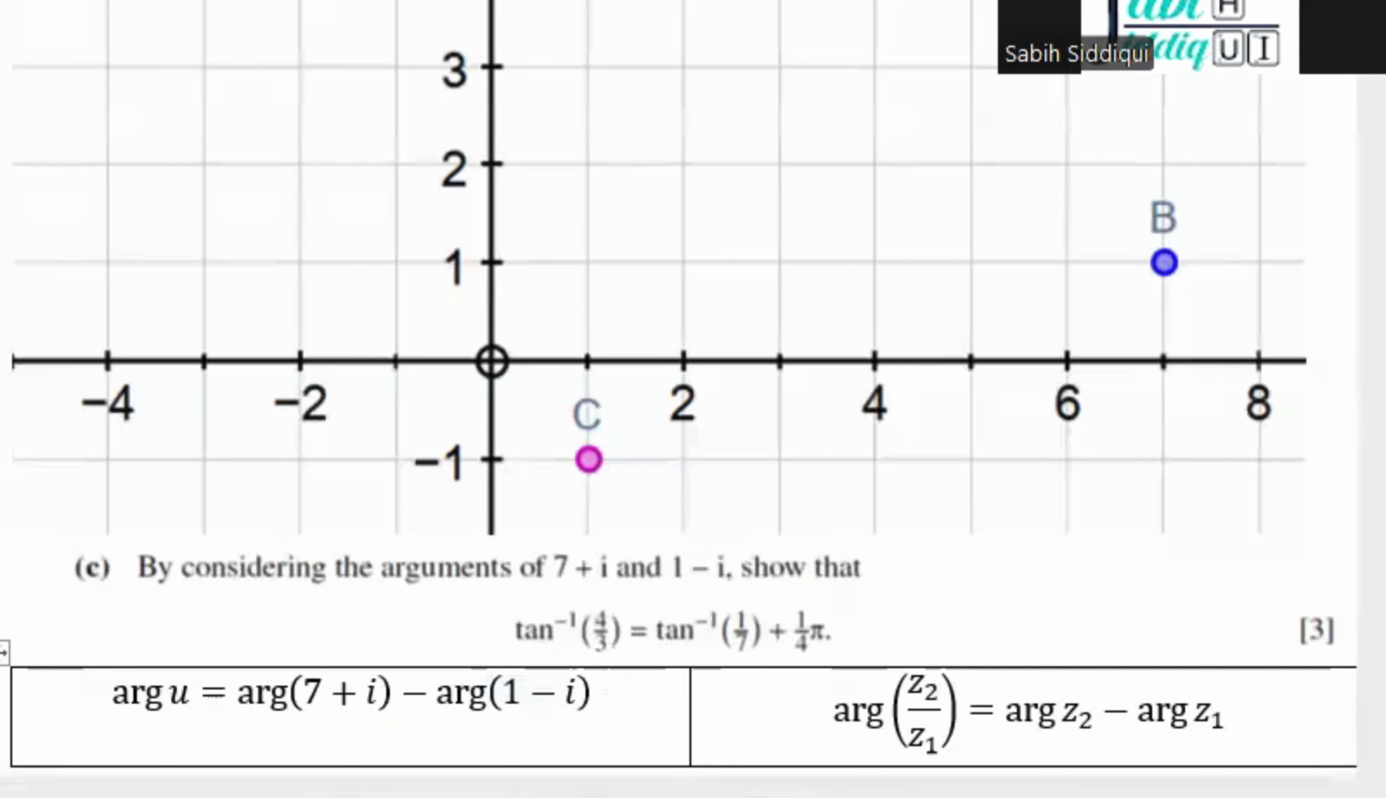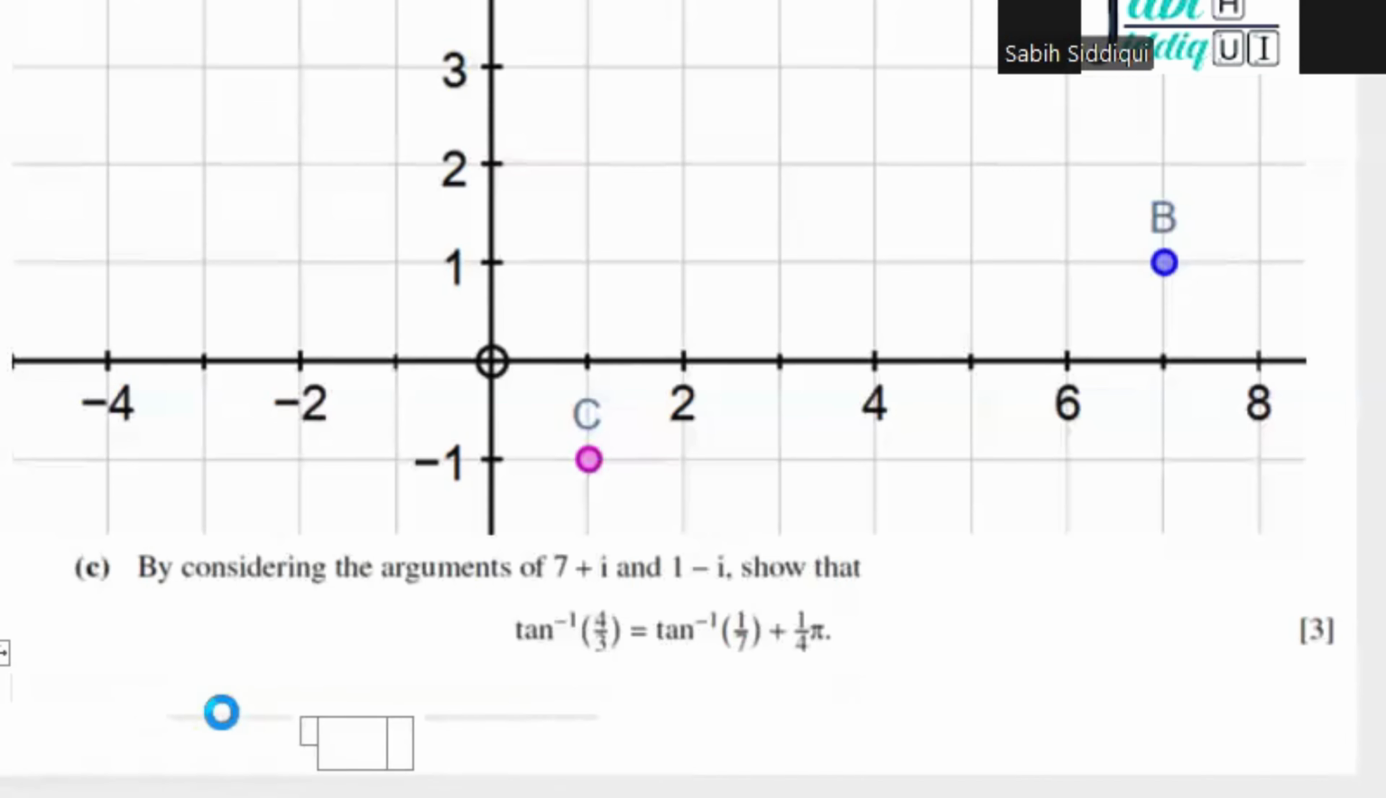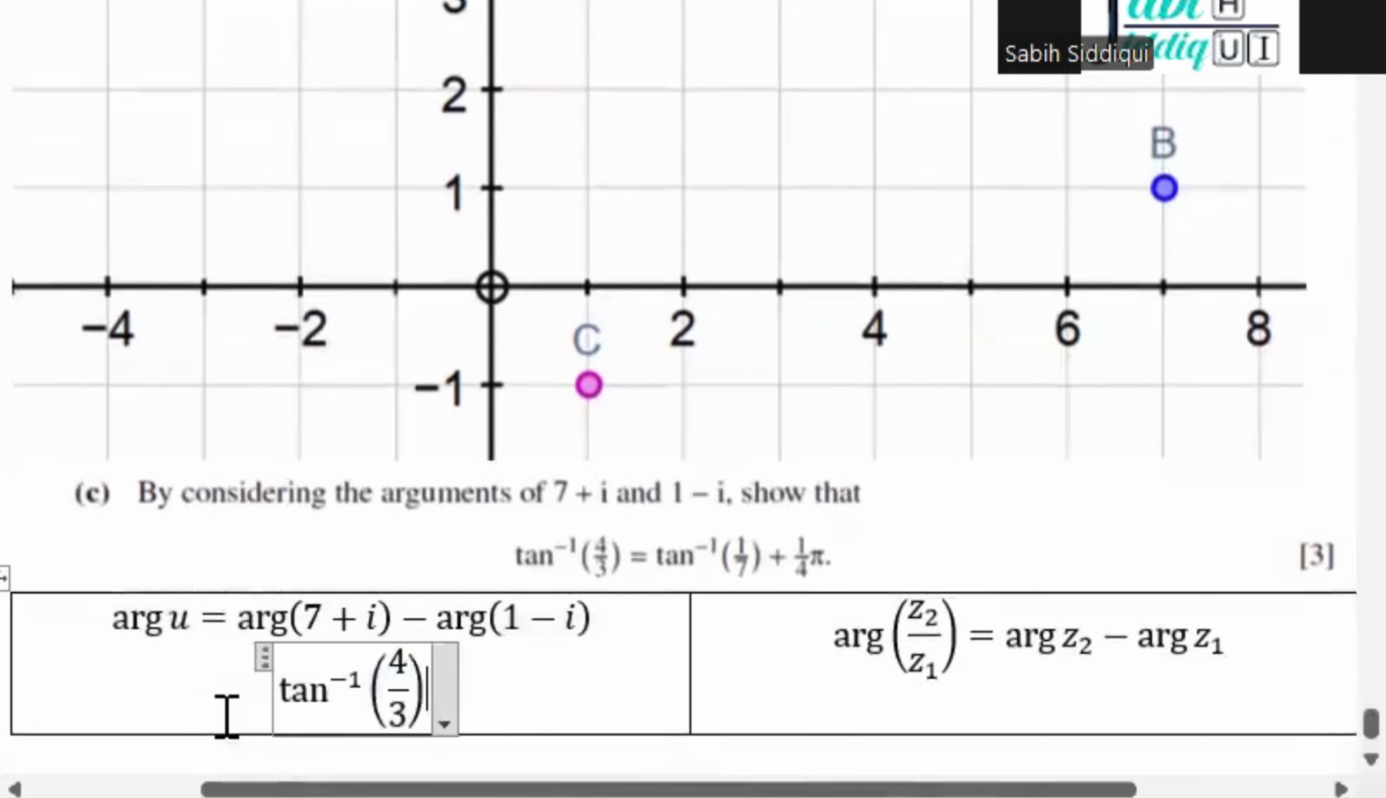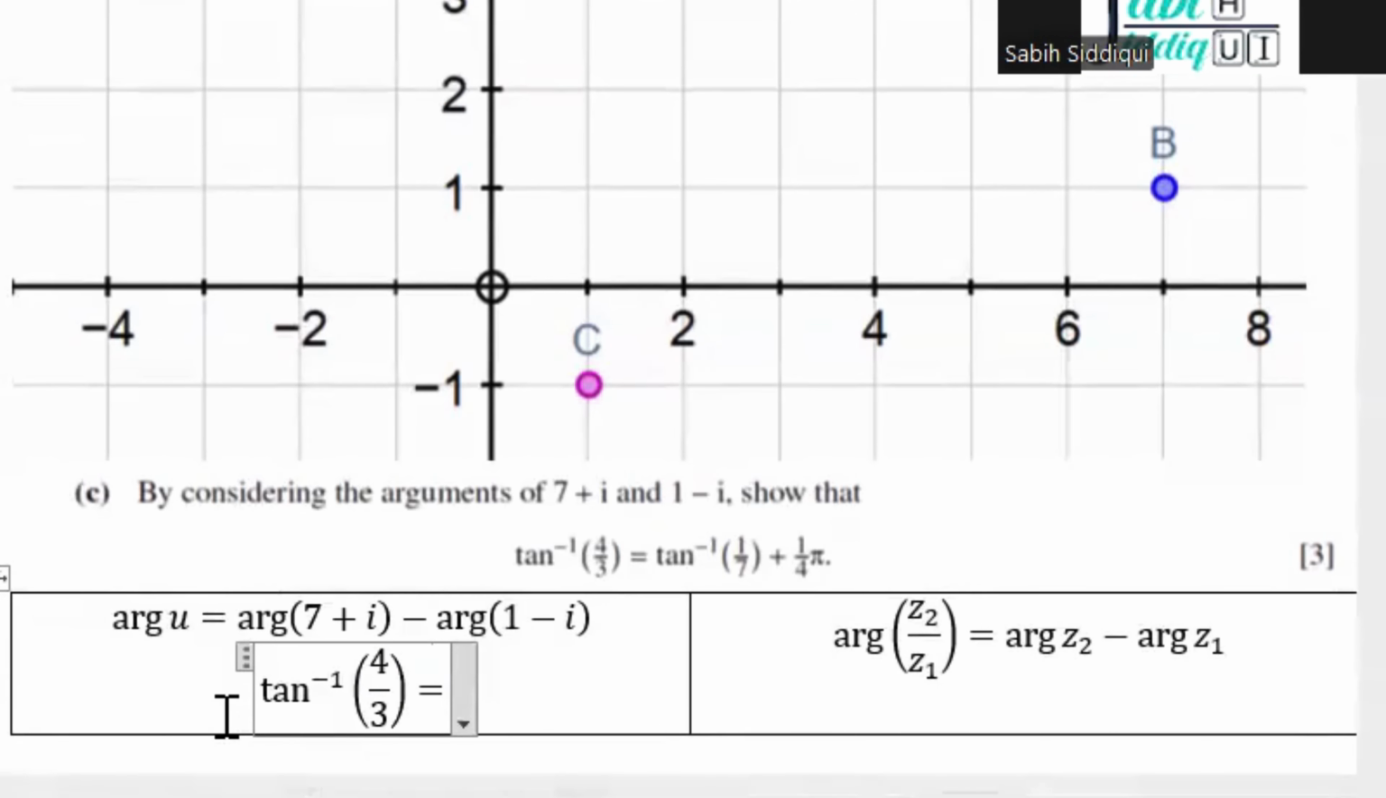So how do I find the argument of U? U is point A in this one. tan inverse of 4/3. What about argument of 7 plus iota? That is point B. कैसे निकालोगे इसका argument? tan inverse of 1/7. And what about C? Minus. Remember ये tan inverse का हम लगाएंगे इसमें.